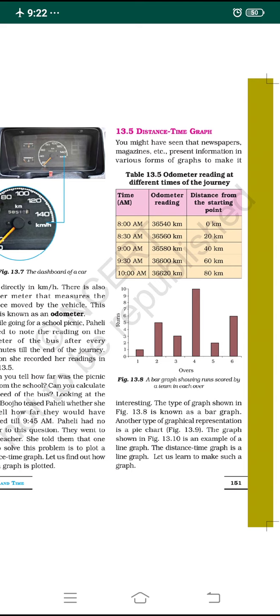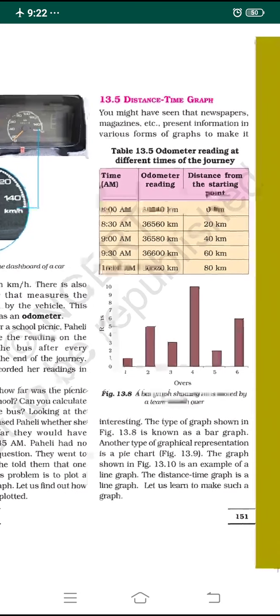Before that, give your attention here. The odometer reading at different times of the journey is recorded here. At 8 o'clock they started the journey. The odometer reading was 36,540 kilometers. So the distance from the starting point is 0, because it is the beginning. After half an hour, at 8:30, the odometer reads 36,560 kilometers. So now 20 kilometers is the distance from the starting point.